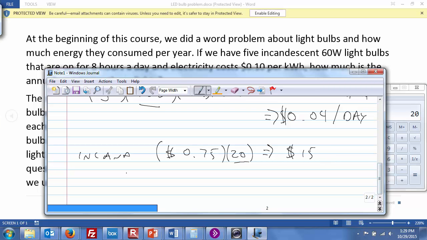And then the LED is just as is. It costs $11. $11 times 1 is $11. Okay.